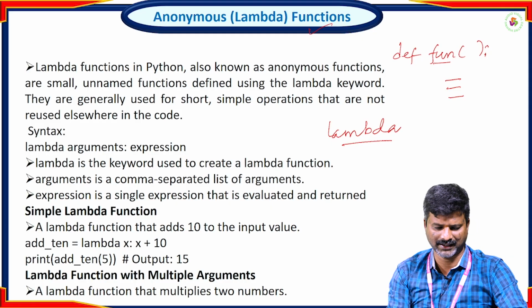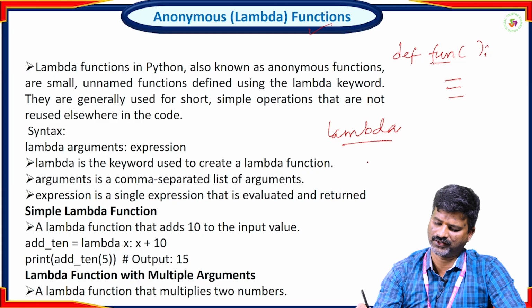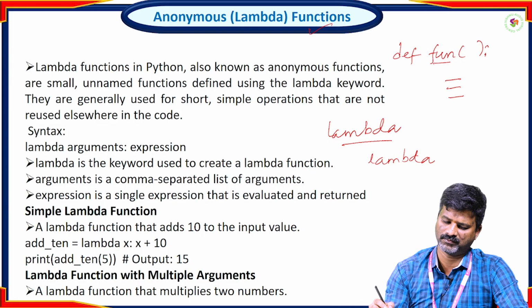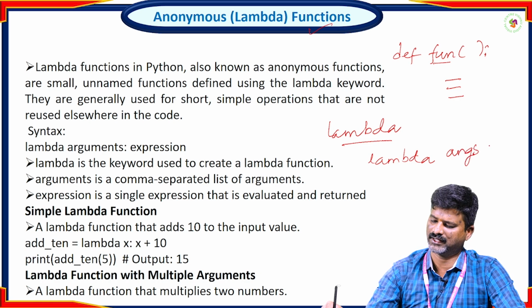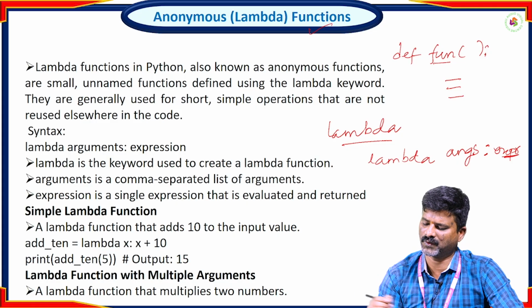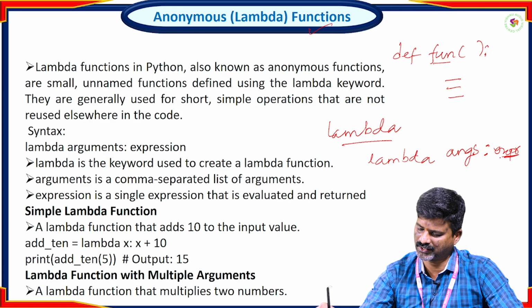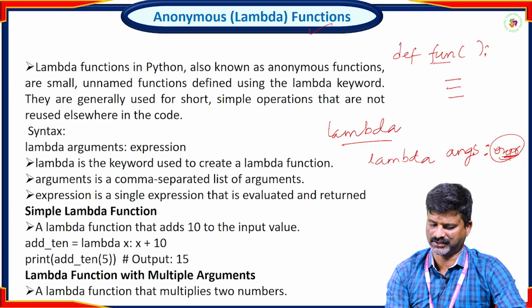How do we write the syntax for a lambda function? First, the keyword lambda. Lambda is a keyword, followed by arguments. You can pass any number of arguments, then followed by a colon, then followed by an expression. This expression is whatever logic you want to write. In place of the expression, you write your logic, what you need.